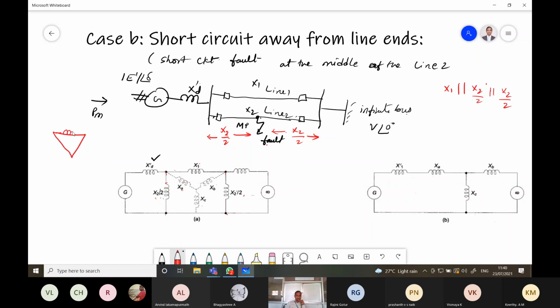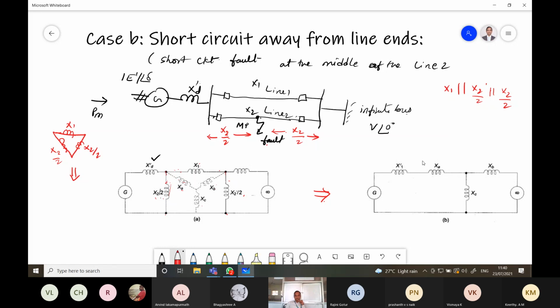So this is x1, here x2 by 2 is there, and here x2 by 2 is there. So like this. Okay, you need to convert it into star. This will become xa in between these two points, xb in between these two points, and this is xc. Okay, so it's converted.